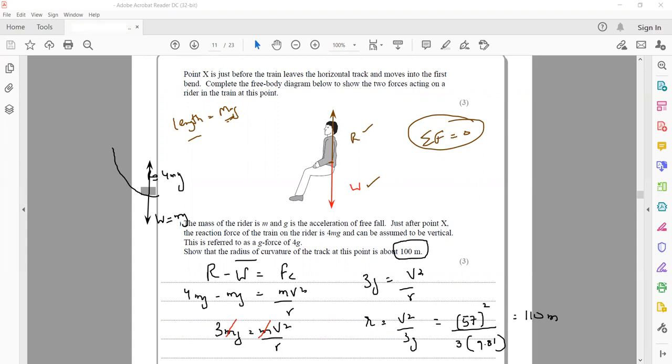So before, there are two free body force diagrams. The first one was when it was just about to enter. So when it was just about to enter, the weight was acting down, the normal contact was acting up. But when it entered the bend, the normal contact force is more than the weight. That's why it creates a resultant force, which is equal to centripetal force.